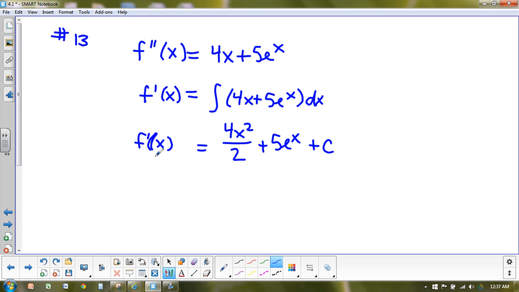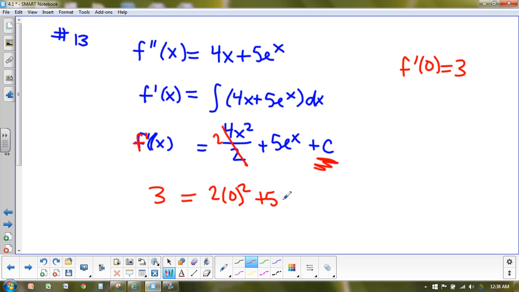Well, before you move on, you need to figure out what this c is, and if you read in the question, they should give you information about f prime to be able to find what c is. And they do. They tell you that f prime of 0 is 3. So plug in 3 for f prime, plug in 0 for x, and figure out what c is. Be really careful that just because you're plugging in 0, you don't assume that the whole right side goes away, because if you remember, anything to the 0 power, so like e to the 0 power, that's just 1. So this really becomes 3 equals 5 plus c, and you can keep going.